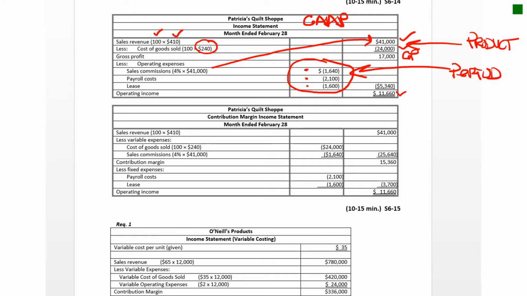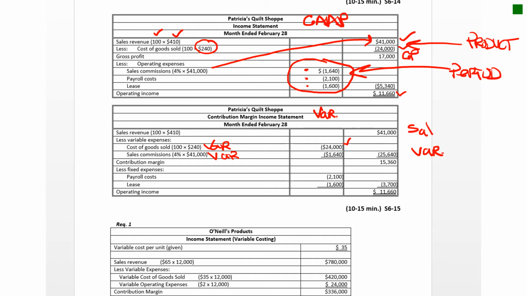Now, when we look at the other one, the contribution margin, this is your variable costing. Remember, everything now is divided among fixed and variable. Because this is a merchandiser, all of the merchandise they're buying is variable. So your cost of goods sold, they spent 240. We know that's a variable cost, so that's 24,000. And the sales commissions, because it's based on a variable volume of 41,000, we know that's also variable. Once you combine those, that would be your total variable cost.